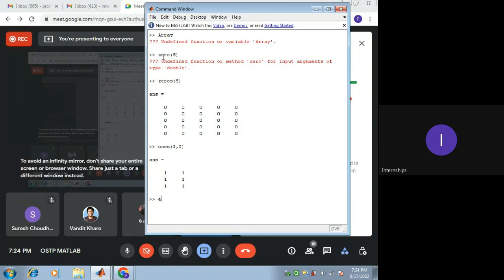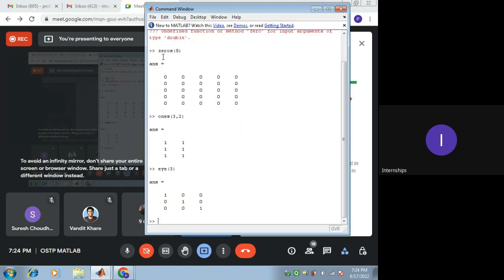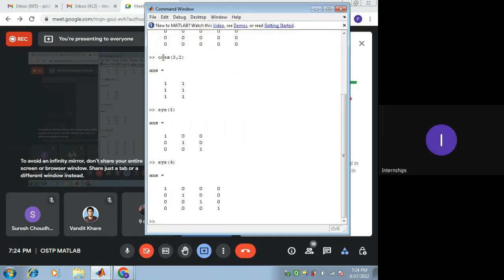Now eye of 3 will form a unit matrix of dimension 3. If it was 4, it will form a unit matrix with dimension 4 cross 4.